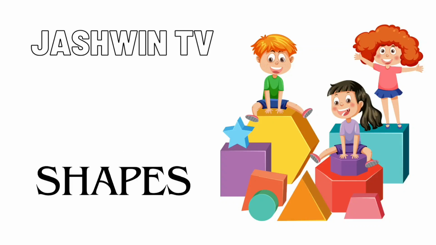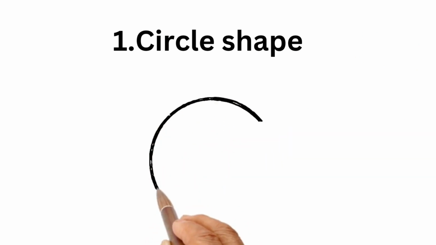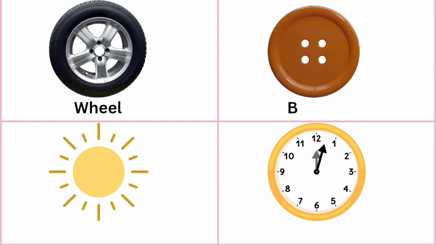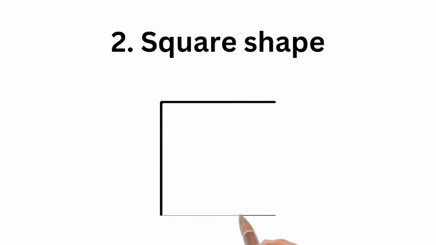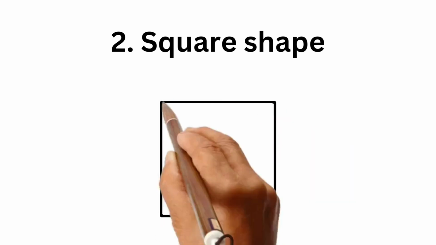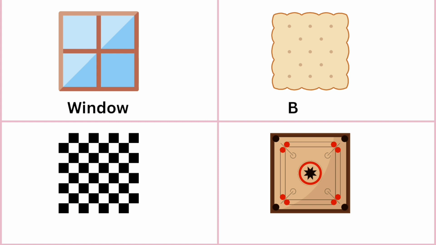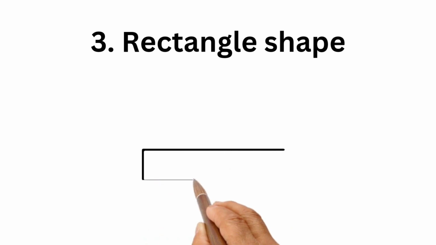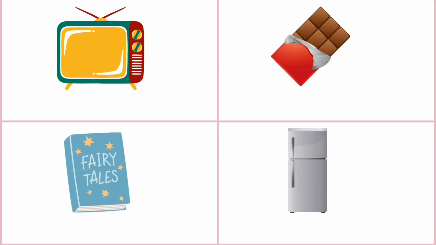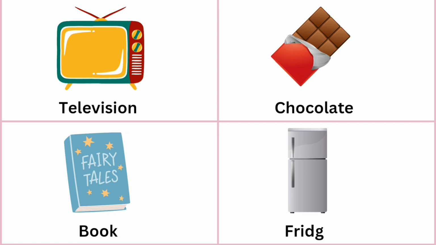Let's learn the shapes. This is circle shape: wheel, button, sun, clock. This is square shape: window, biscuit, chessboard, carom. This is rectangle shape: television, chocolate, book, fridge.